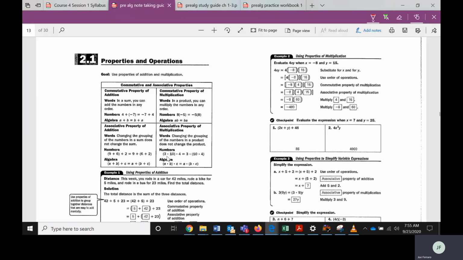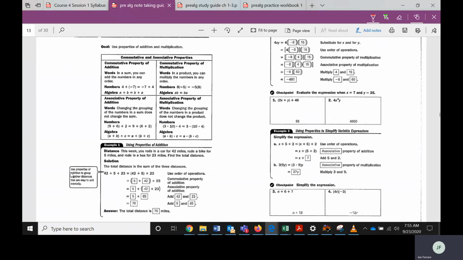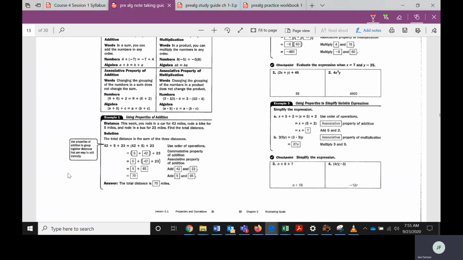Same with multiplication. If we have 3 times 10 times 4, we could do the 3 times 10 first and then times 4, or we can do the 10 times 4 first and then times 3. So that's just the commutative and associative property. Especially with what we're doing right now and you're using your calculators, it's not a huge deal, because you're going to use your calculators a lot of the time.